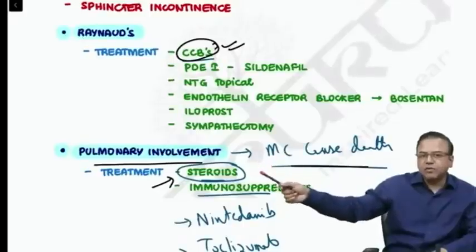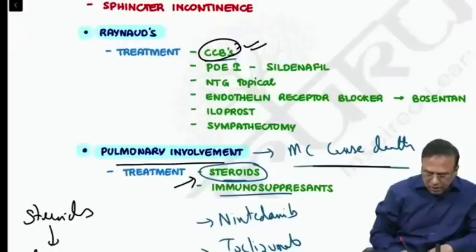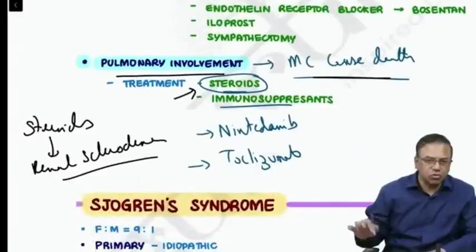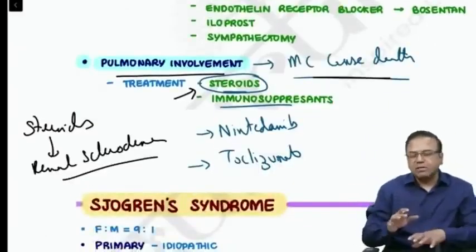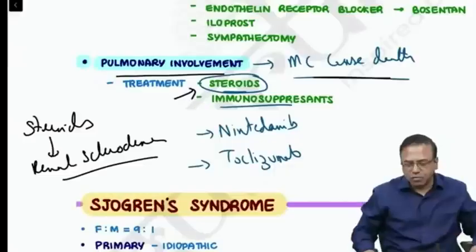But the problem is if you use steroid, patient has high risk of developing renal scleroderma crisis. Okay, renal scleroderma crisis can occur. So don't use steroids in these patients. By the way, steroids have no role in preventing the skin fibrosis in this condition.